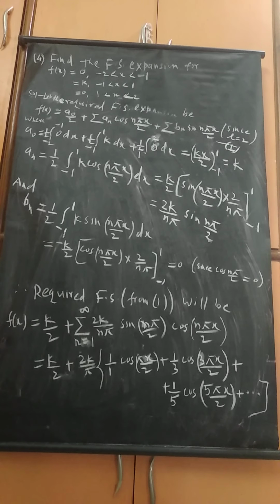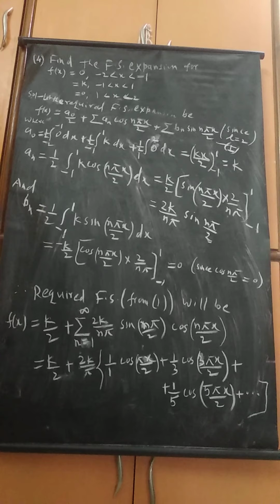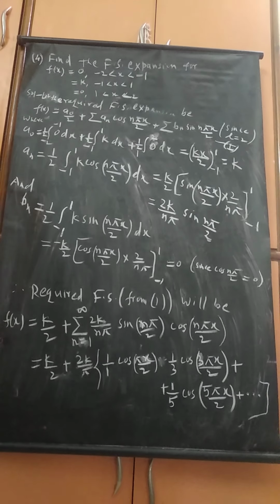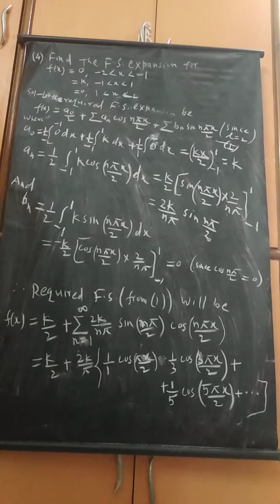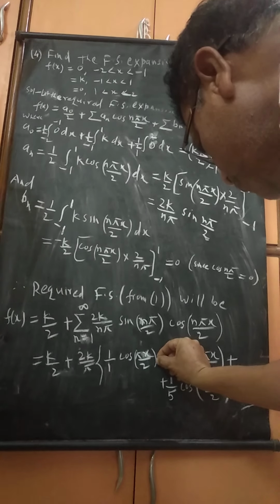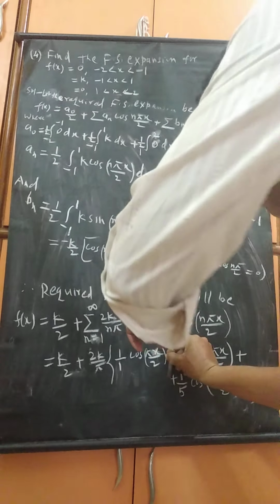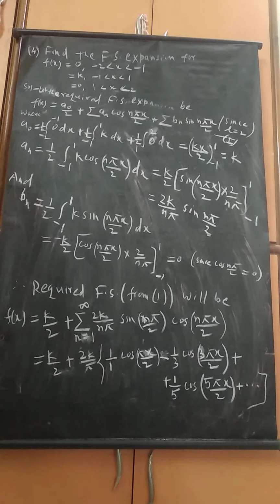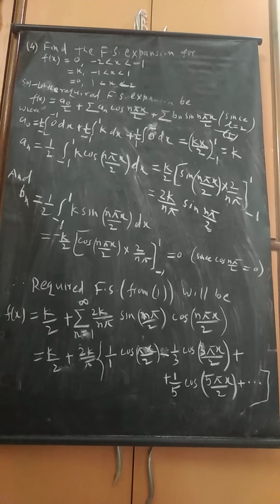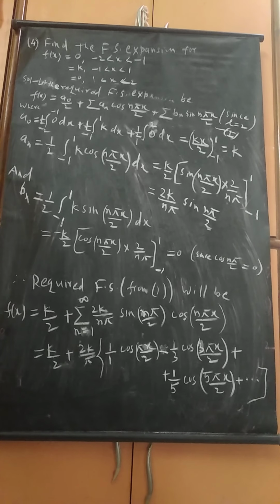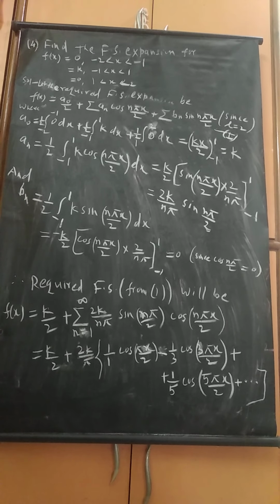I will correct this. Here it will be minus, because sine of 3 pi by 2 is minus 1. Sine of pi by 2 is 1. Sine of 3 pi by 2 is minus 1. Sine of 5 pi by 2 is again plus 1. And therefore the final answer we will get like this.